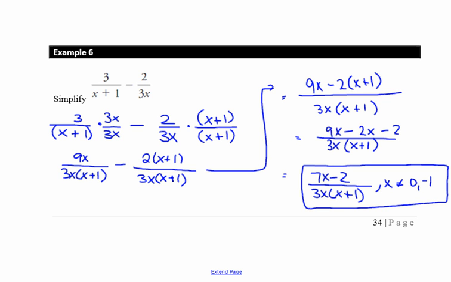Okay. So basically, if you look at the denominators, if they're different, then you're basically multiplying top and bottom by the other guy, whatever they're missing.